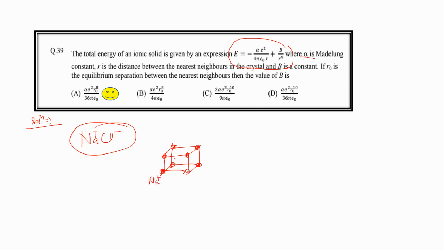I'm just making a dummy sample, a dummy crystal. So bear with me. Suppose Na positive ions are placed in all these positions and Cl negative ions are placed like this. So there is some crystal. R is the distance between the nearest neighbor in the crystal and B is a constant. R naught is the equilibrium position.